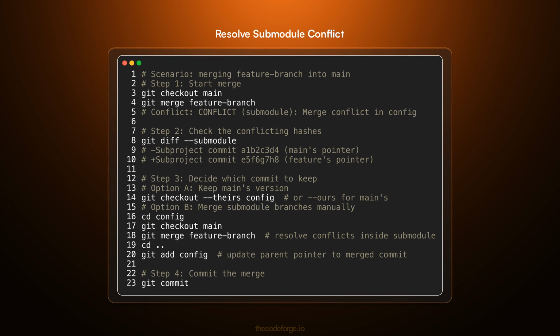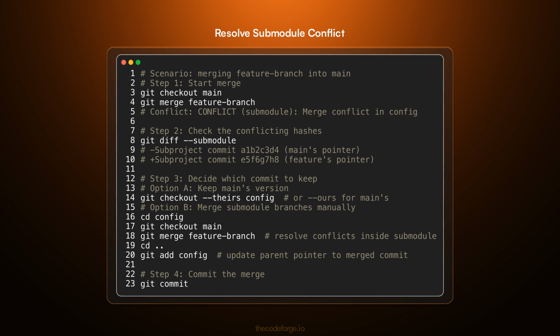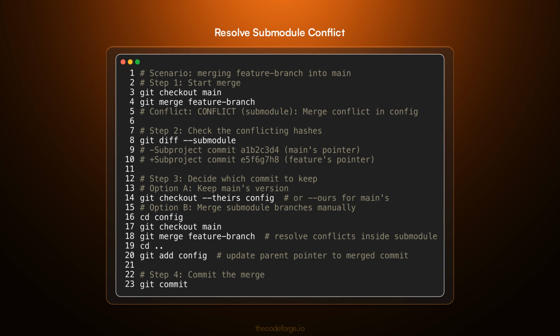Here's how to handle a submodule merge conflict. First, check the conflicting hashes with git diff on the submodule. Then decide which commit to keep, or merge the submodule branches manually. Always commit the parent after resolving.